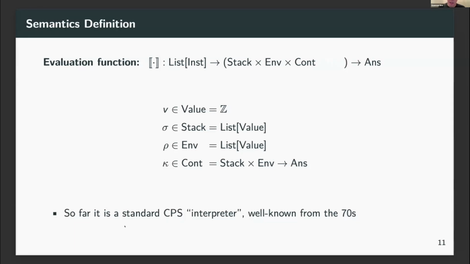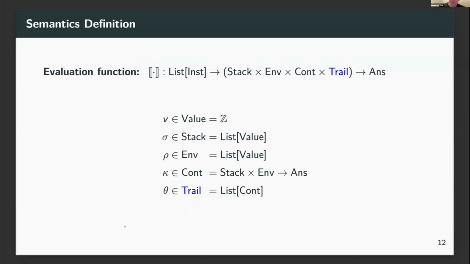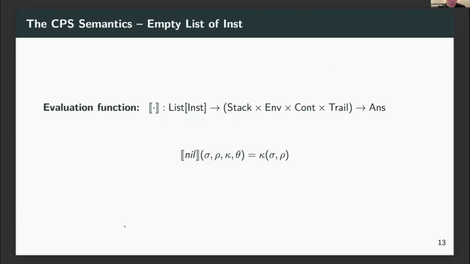But for WebAssembly, as I will talk about later, we need an additional component, which is this trail component in the semantic function. And this trail is really just a list of continuations, or we're basically using it mostly as a stack of continuations. And later I will explain how we can provide the continuation and the trail when defining the semantics for those control flow instructions. So let's look at the possible cases for those lists of instructions.